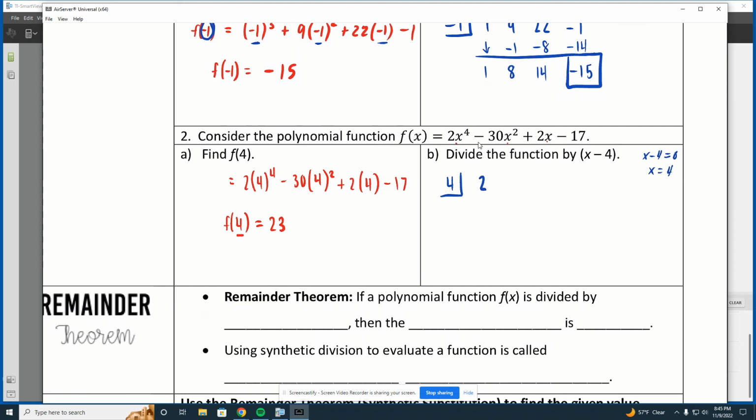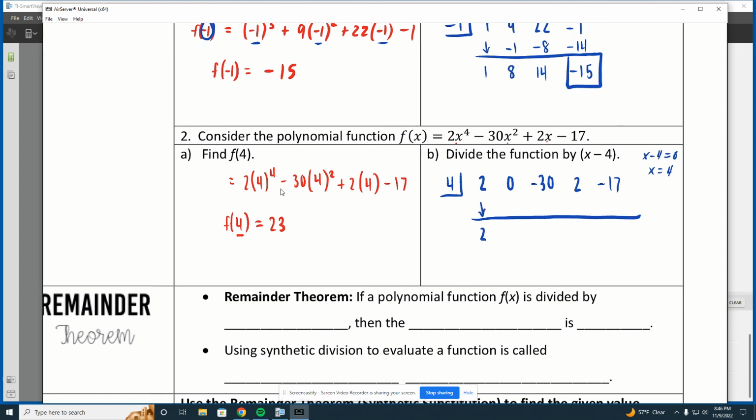What was x cubed? Didn't have it, 0. What was x squared? Got it, -30. What was x? Got it, 2. All the way down to our constant, negative 17. And watch this. I can do all this in my head. See, some of this math right here, if you try to raise 4 to the 4th power and then multiply it by 2, and then square 4 and multiply it by 30 and subtract, that math in your head gets difficult. But look at this math, all with my head.